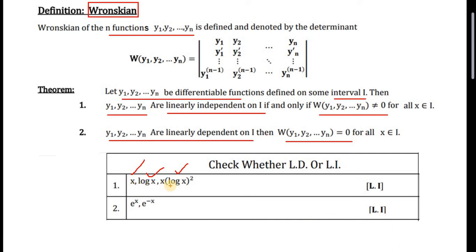For these three functions, the value of W is not equal to 0. Similarly, for these two functions, the value of W is not equal to 0. Hence, both these sets of functions are linearly independent functions.